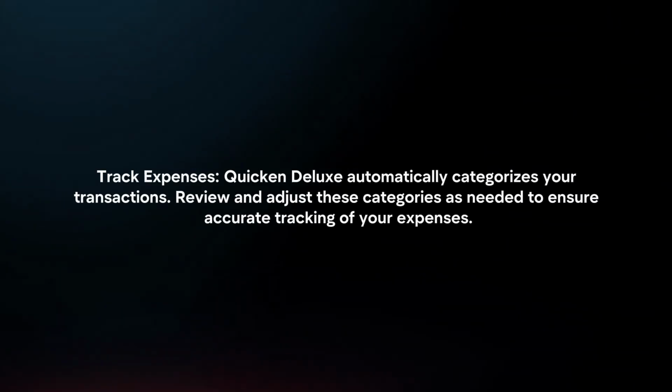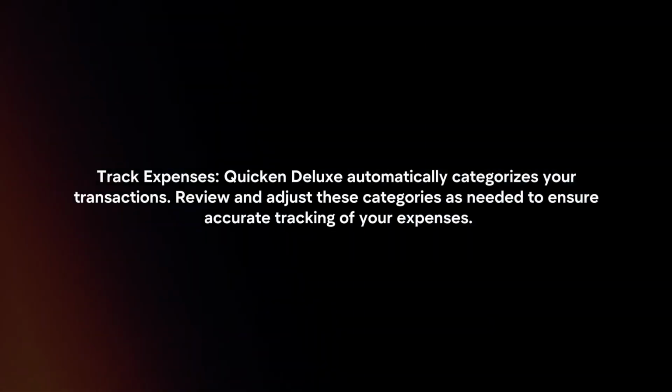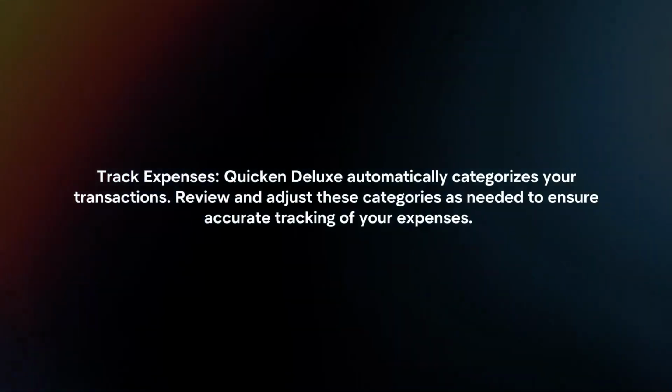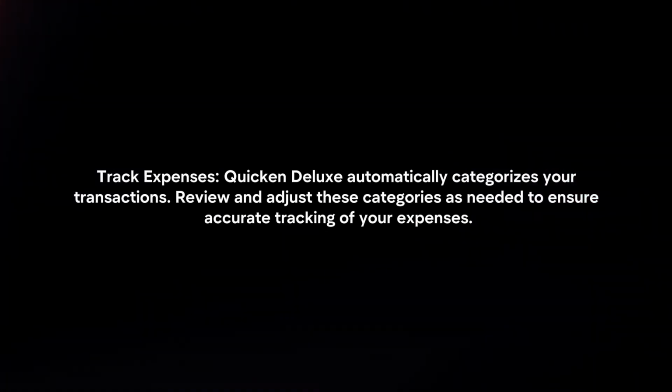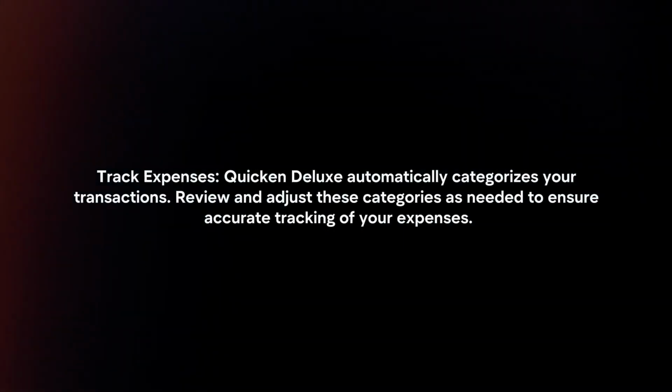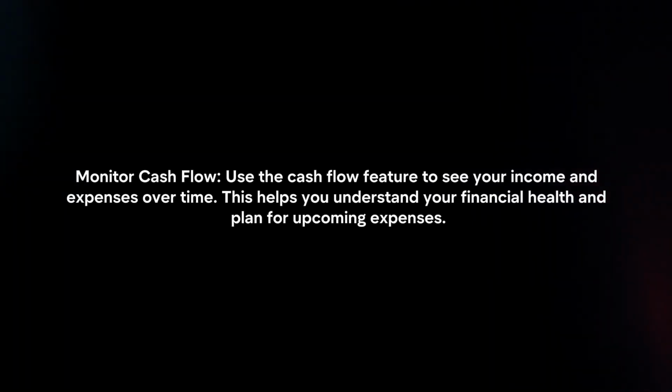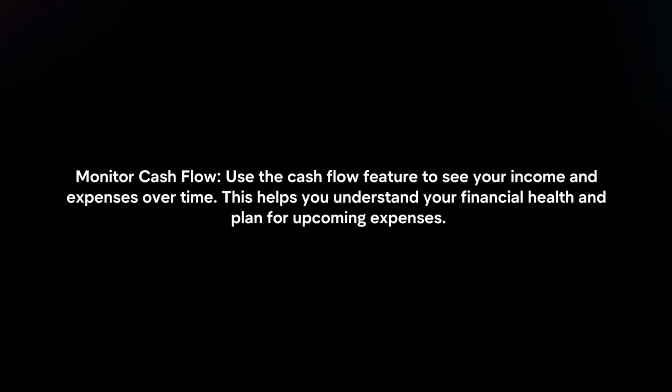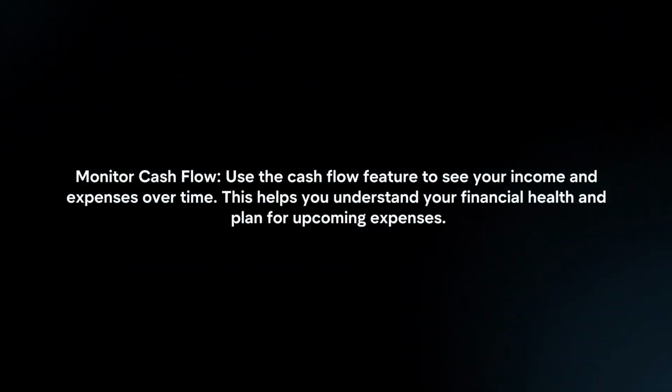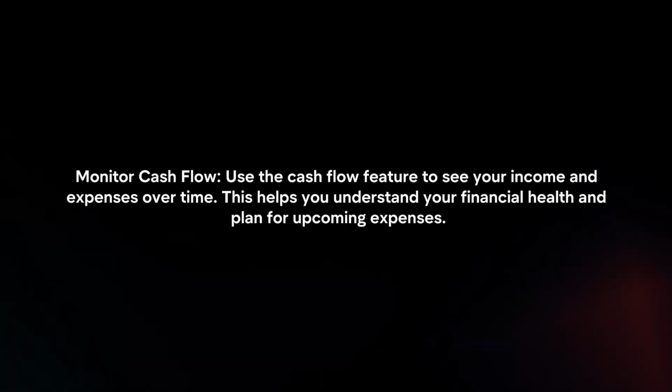Track expenses. Quicken Deluxe automatically categorizes your transactions. Review and adjust these categories as needed to ensure accurate tracking of your expenses. Monitor cash flow. Use the cash flow feature to see your income and expenses over time. This helps you understand your financial health and plan for upcoming expenses.